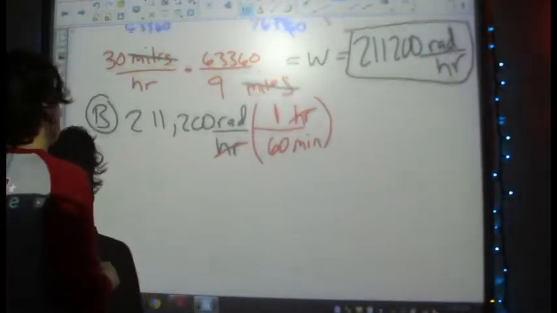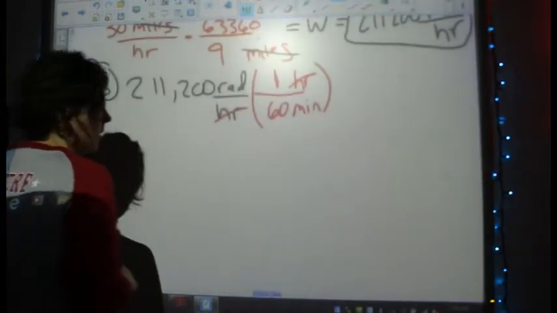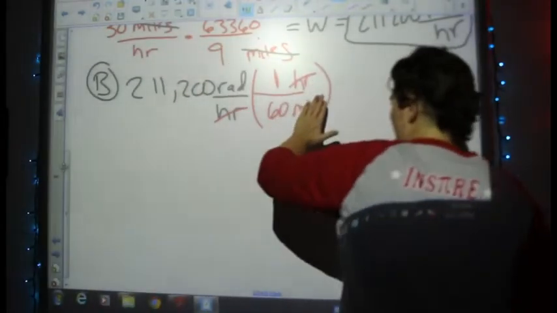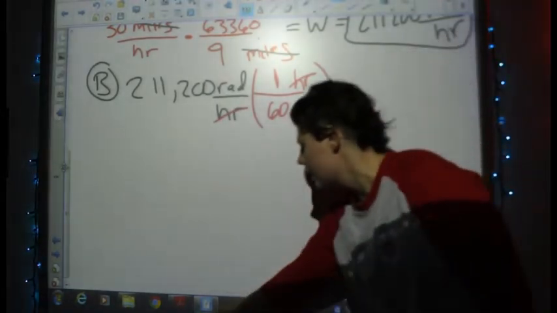But they didn't want radians per minute. They wanted revolutions per minute. So I'm already in minutes. Now I need to get to revolutions or rotations. Either way, it kind of means the same thing there.